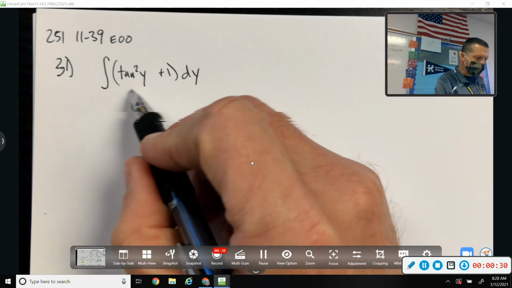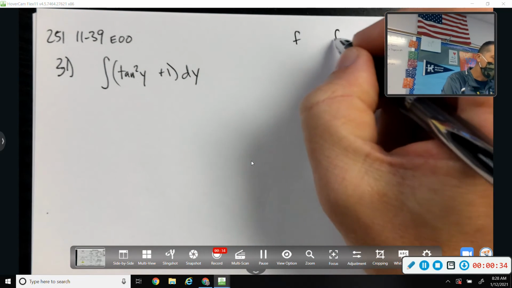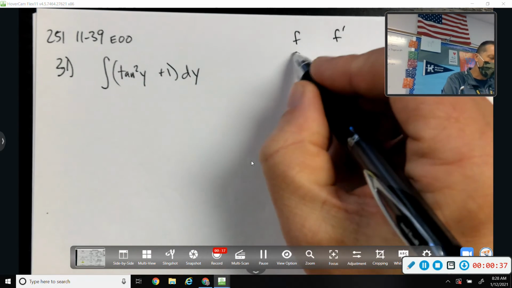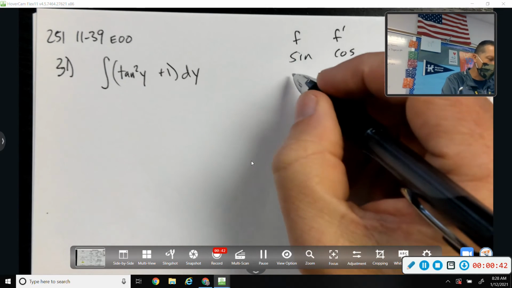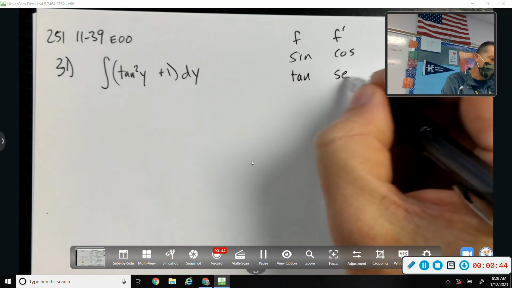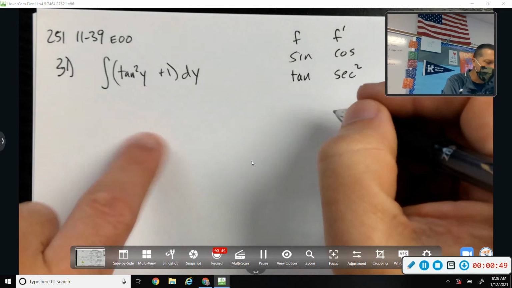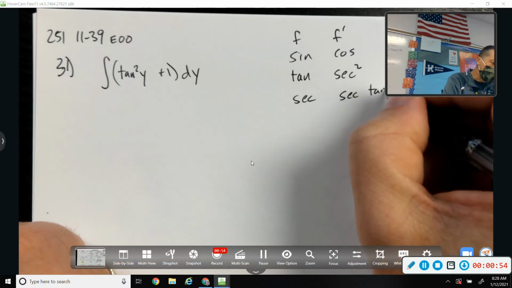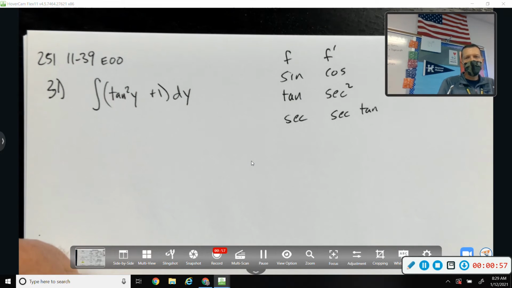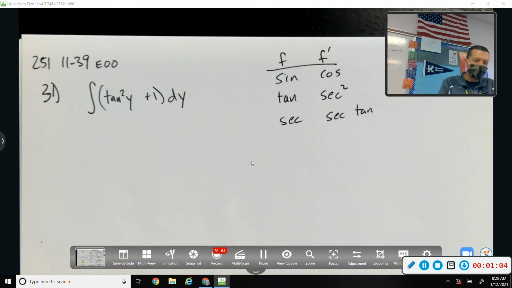The other concern is tangent squared, and I'm thinking through my trig functions, and I know sine goes to cosine, and cosine goes to negative sine, so it's not that. Tangent goes to secant squared, and that means cotangent goes to negative cosecant squared, so that's not it. Secant goes to secant tangent, which means cosecant goes to negative cosecant cotangent. So it's not any of those. And I guess that's like, well, what is this then?